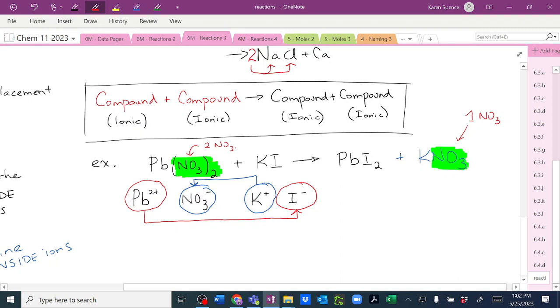So how could I fix that? I could put a 2 here. So that's going to give me 2 NO3s, but it's also going to give me 2 Ks. But I can fix that, right? Because over on the left, right now I've got 2 Ks on the right, but I only have 1 K on the left. How can I fix that? I can just put a 2 here, and we're all good to go.